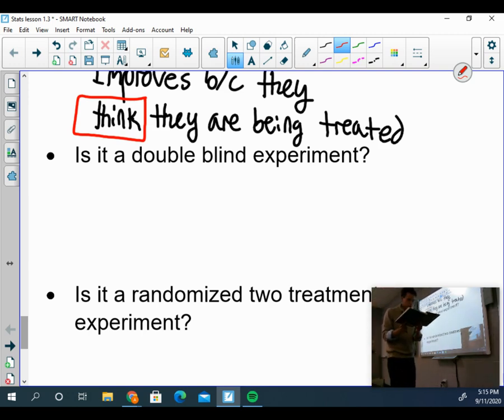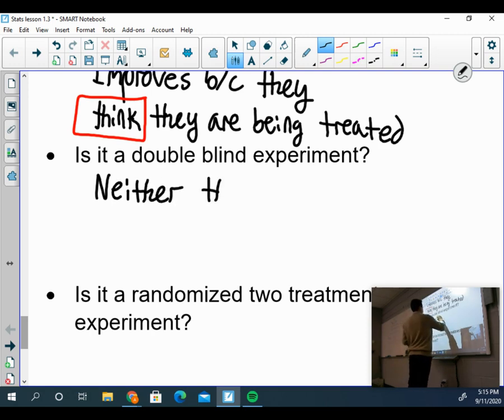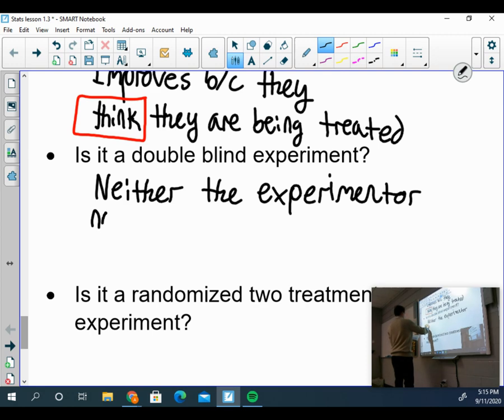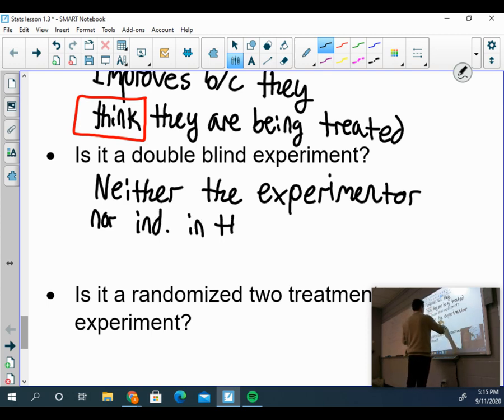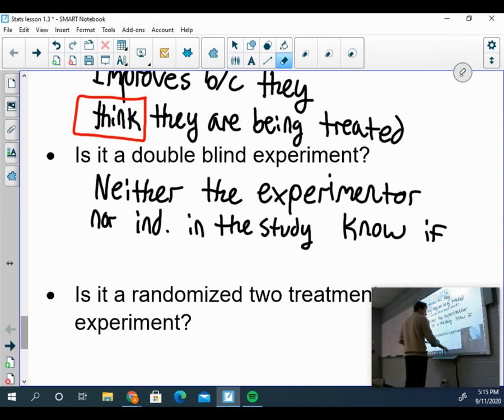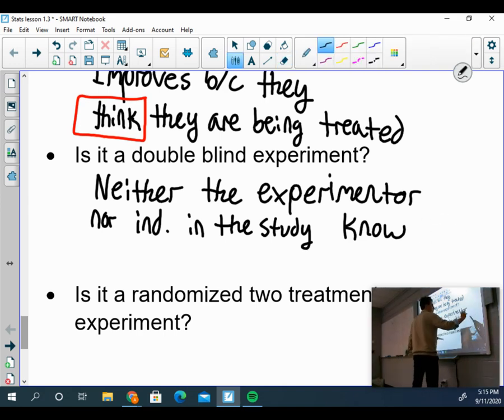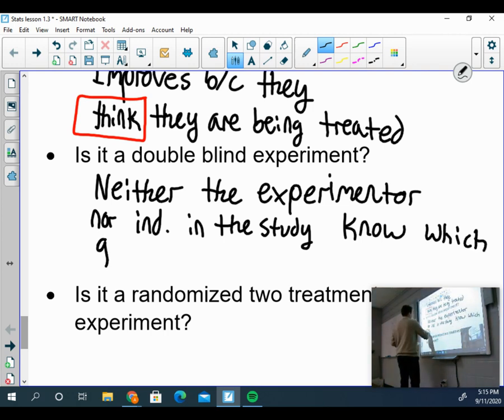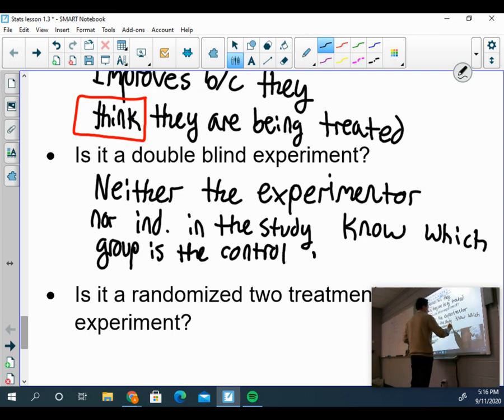Your formalized definition you could think of is: neither the experimenter nor the individual in the study know if they are the control, or know which group is the control, and which is being treated.